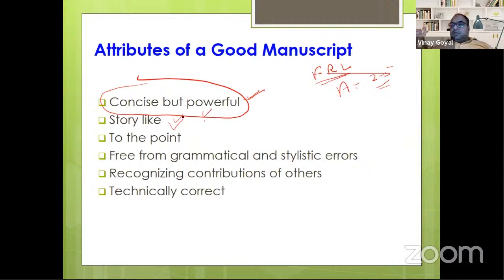Then, to the point. When you write a research paper in India, your literature review is of 10 pages. A good international publication will throw your paper if you have more than one third of your research paper in literature review. So if you are writing a paper of 5,000 words, you should limit your literature review to 1,500 words, up to the point.